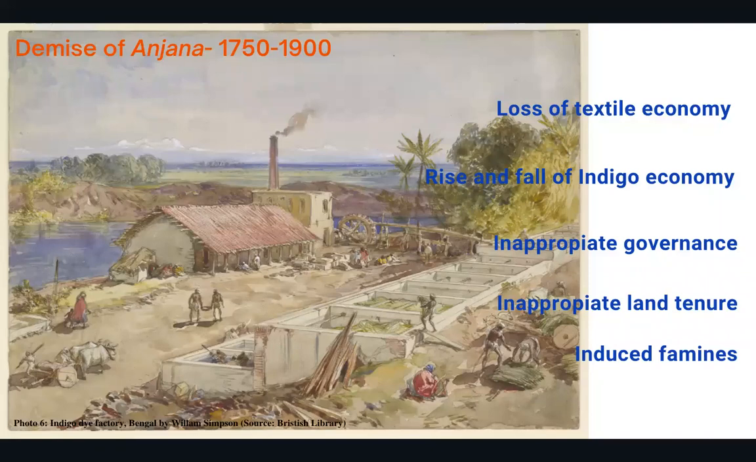So the British actually poached lands meant for rice cultivation and forced people to produce indigo there. As a result, the people could not get their food grains for sustenance, and it subsequently led to induced famines.